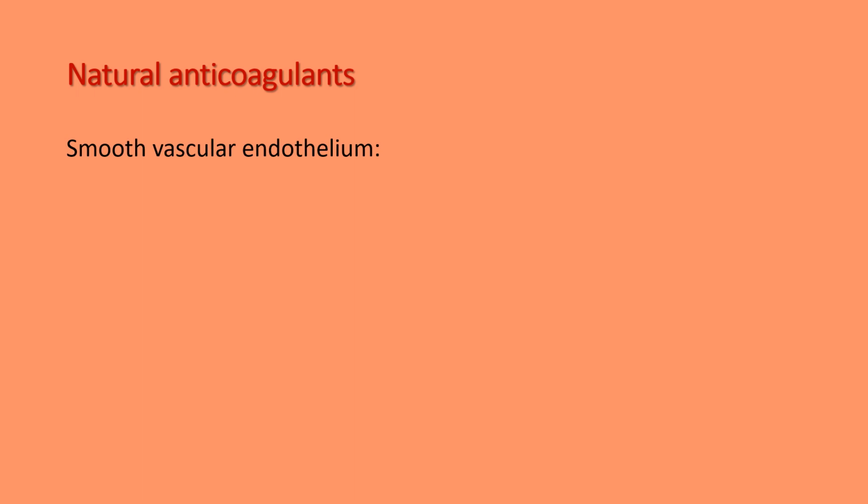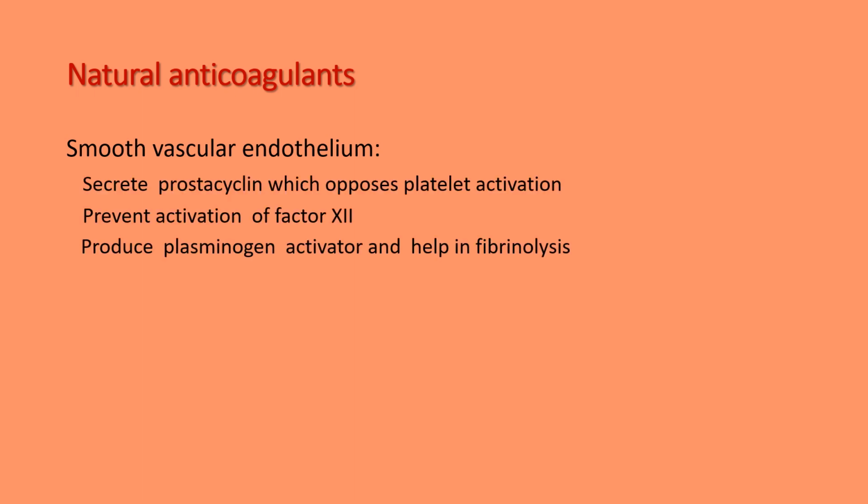Natural anticoagulants. Smooth vascular endothelium secretes prostacyclin, which inhibits platelet activation, and it prevents the activation of factor 12. Smooth vascular endothelium produces the plasminogen activator and helps in fibrinolysis. So smooth vascular endothelium is important for the fluid nature of the blood.